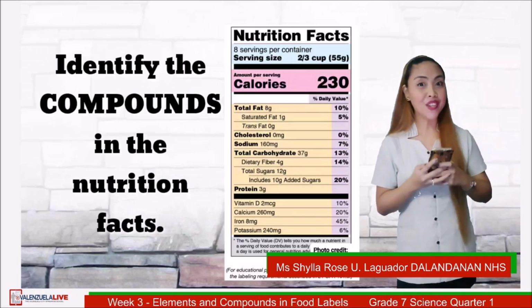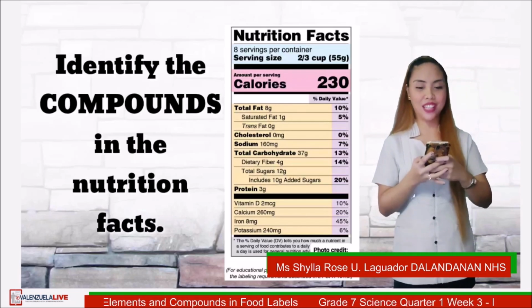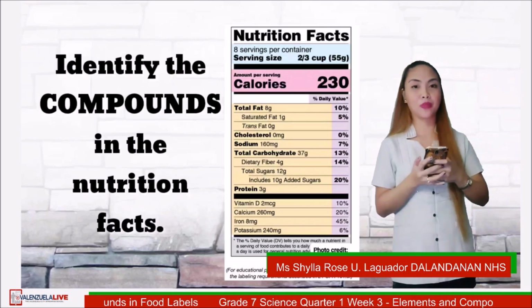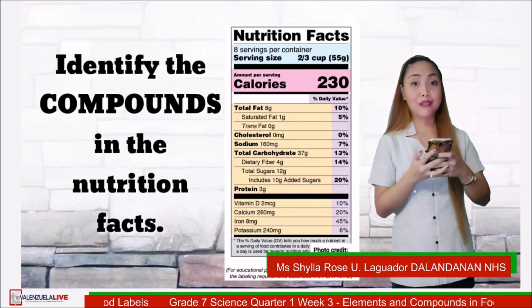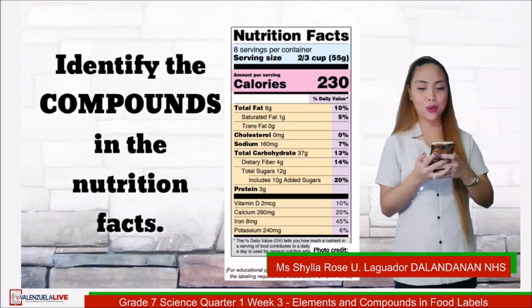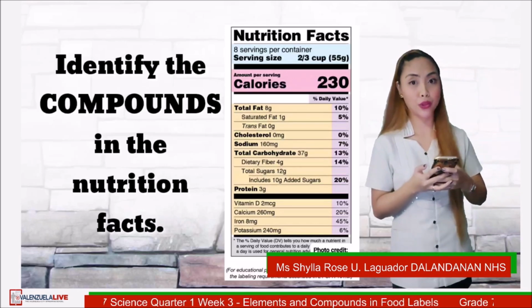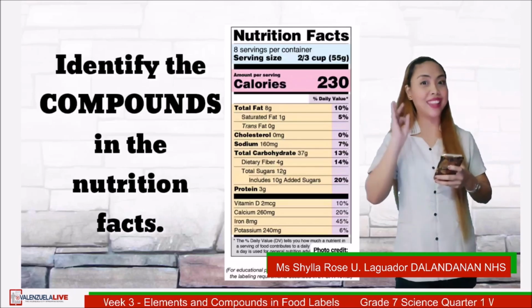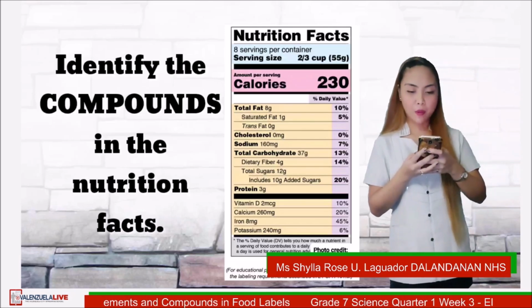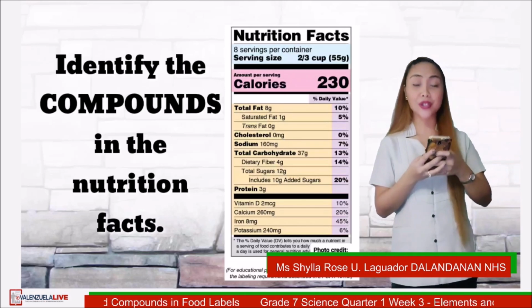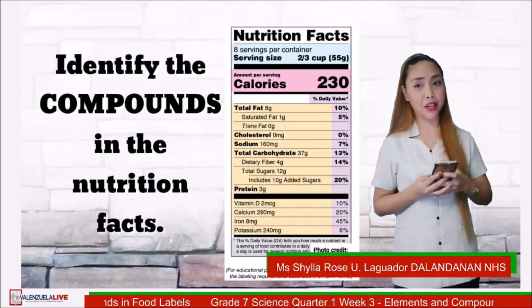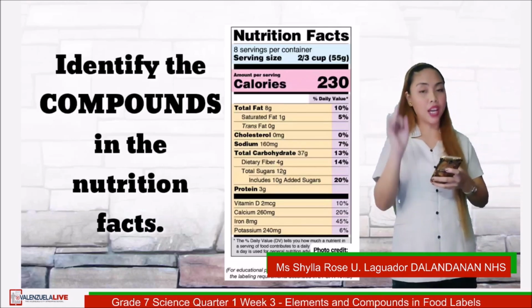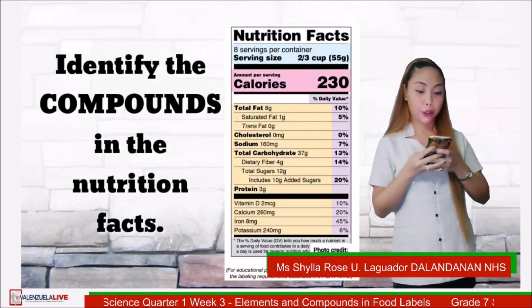Okay, so upon checking your answers in the comment section, these are the answers that you have entered. Most of you entered fat. That's correct. Fat actually is composed of 3 essential elements known as carbon, hydrogen, and oxygen. You also answered cholesterol. Very good. Cholesterol, just like fat, is composed of carbon, hydrogen, and oxygen.